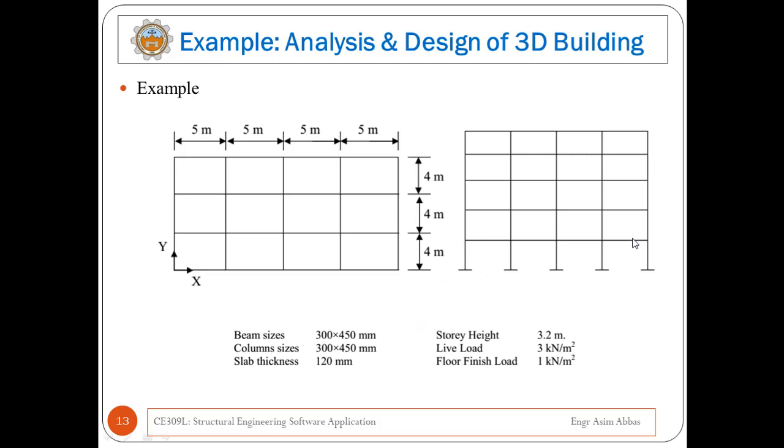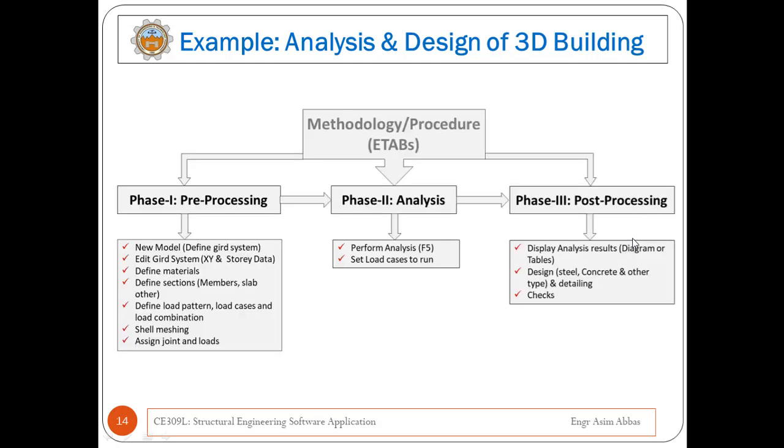Okay, example on analysis and design of a 3D building system. Now I will discuss how to analyze and design this example in ETABS. The methodology followed is given in this slide, and the methodology is divided into three phases: phase 1, phase 2 and phase 3.